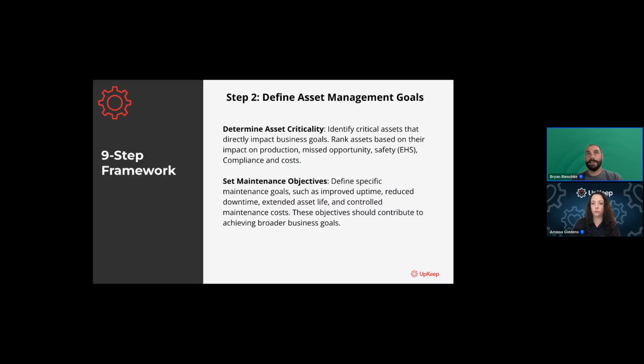Okay. What are our asset management goals, right? We want to determine the criticality of our assets. We want to identify risky things that directly impact the business goals that we just talked about. So we want to rank our assets based on the impact to production, the missed opportunity, the safety, compliance, cost, all the things when identifying the goals of your business. We want to focus on high probability, high impact, and low probability, high impact, right? So there's all these different risk measurements that we can look at, and the types of machines and types of risks that we're willing to accept. But we got to look at it from the lens of our bigger business, which is why step one is know your business, right?